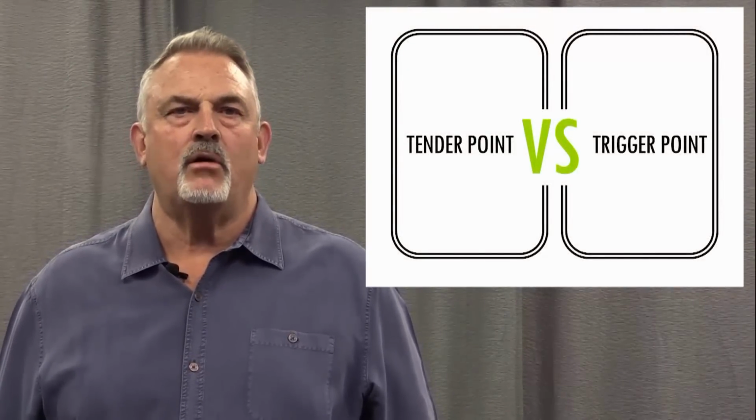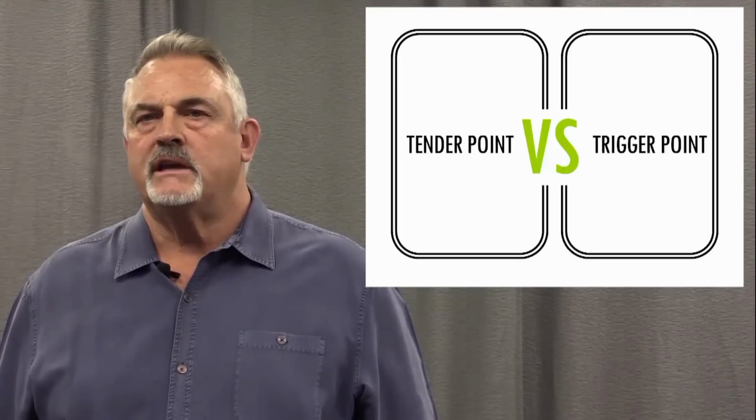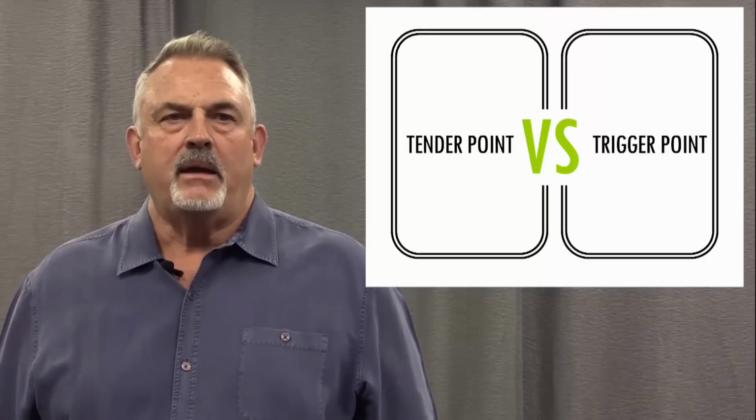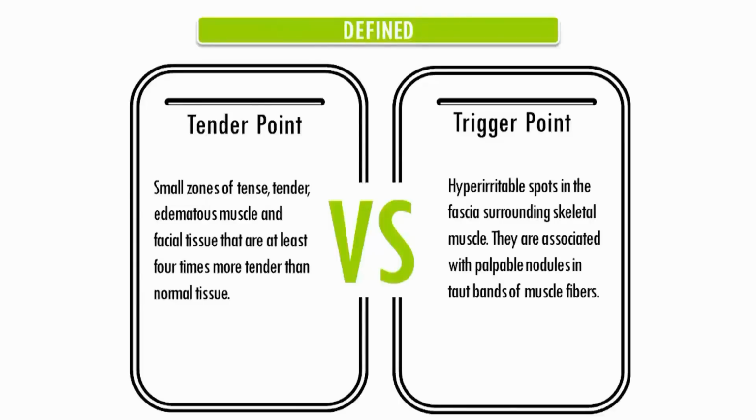There can be some overlap of treatment approaches. However, if you find that you're not being effective, it might be better to use the method designed for the specific type of point. Okay, let's define the two different types of points. A tender point is a small zone of tense, tender, edematous muscle and fascial tissue that is at least 4 times more tender than normal tissue.